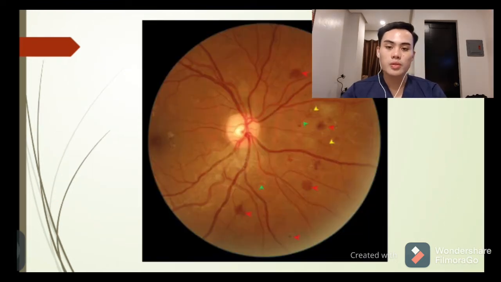So this one shows retinopathy. Affected organ is yung mata, the eyes. So as you can see, there are visible blood clots, and constricted yung blood vessels niya.